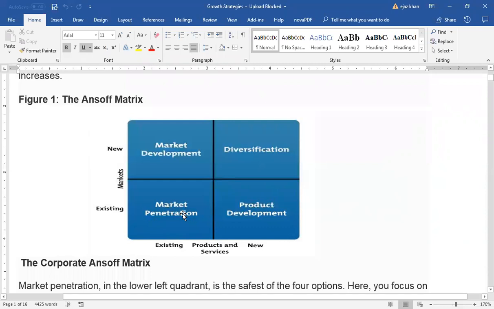That is, offering the product at a lower price, offer promotions, discounts, put a sale on your products, and in that way you can increase your market share of the existing product in the existing market. So one of the strategies will be market penetration. And market penetration is the least risky strategy for any company. But this needs to be carefully analyzed.